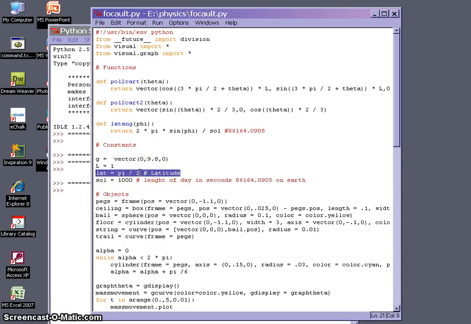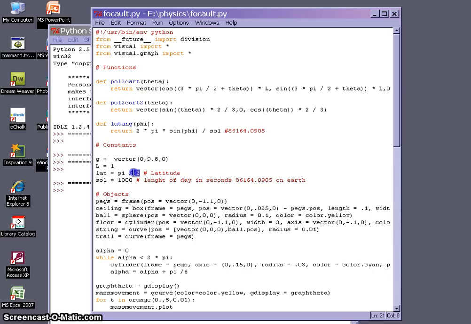So at the moment we have it at pi over 2, or 90 degrees, which would mean that the pendulum is at the north pole of whatever planet we are on. So it's at the tip of the axis of rotation. So that means we have maximum rotational effects due to the rotation.